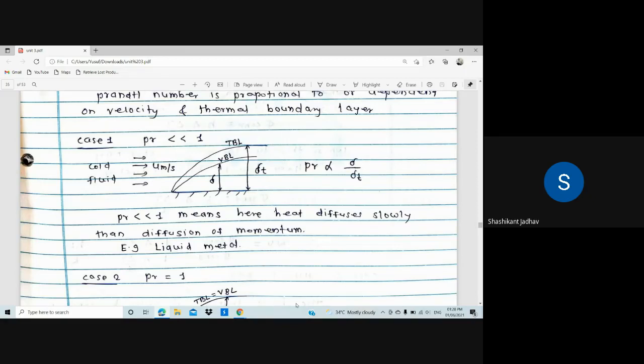So from that Reynolds number we have to understand in that flow system which force is more. Okay, so in that manner we have to write down the significance of each dimensionless number. Now we have to write down case number 1. If Prandtl number is less than 1, then draw this diagram. Fluid having velocity u meter per second, then velocity boundary layer and thermal boundary layer is there.